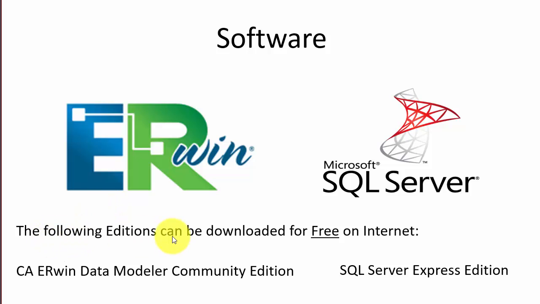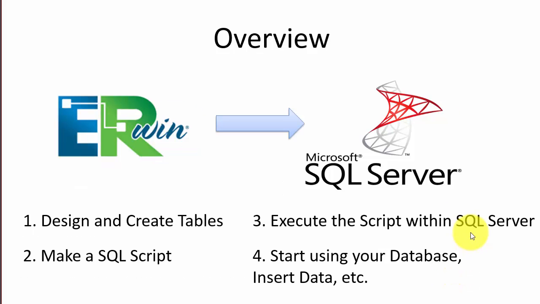The following editions can be downloaded for free on the internet. So we have Erwin, the community edition, which can be downloaded for free, and we have an edition of SQL Server called SQL Server Express edition, which is also free to download. So the overview of this video is first to create and design the tables using Erwin, then make an SQL script, and then execute the SQL script within SQL Server. And then you are ready to go, start using the database, inserting data, etc.